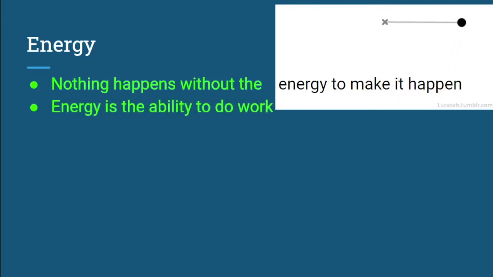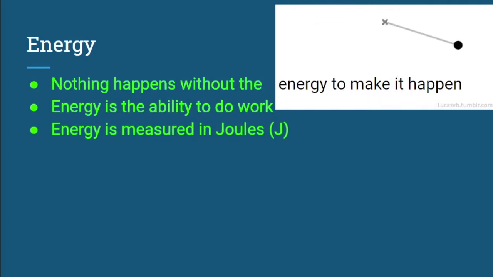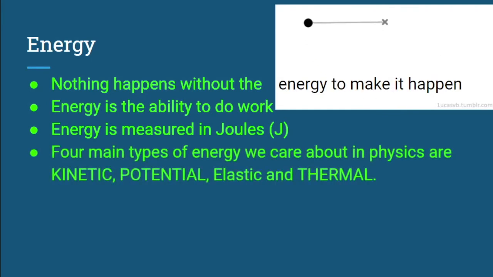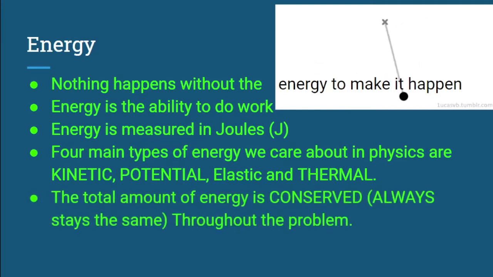Energy is known as the ability to do work, and energy is measured in joules. We're going to abbreviate joules with a capital letter J. There's four main types of energy that we care about in this class. The first is kinetic, then we have potential, elastic, and thermal. We'll talk about all four of those a little bit more in depth on the next few slides. Total energy is conserved, meaning that it always stays the same. Another way to think about this is whatever energy we start with is going to be the same energy that we end with.